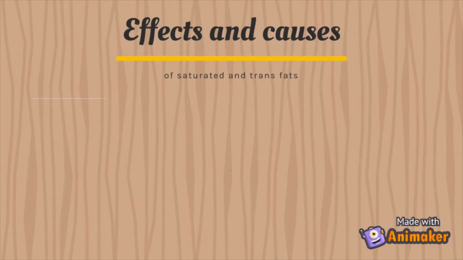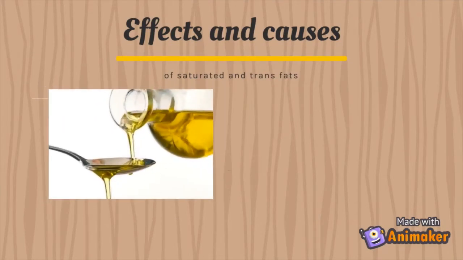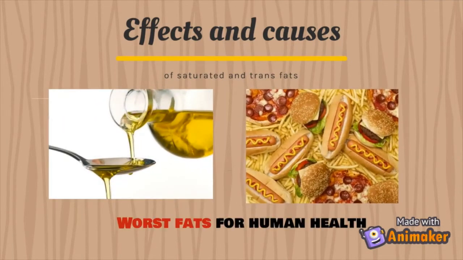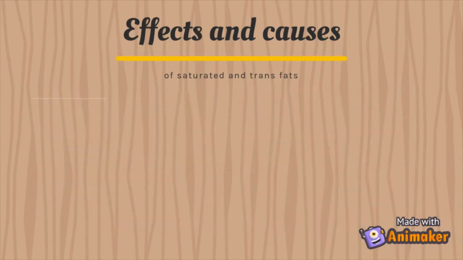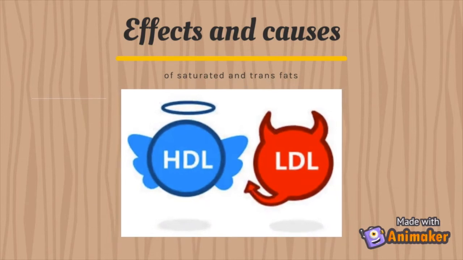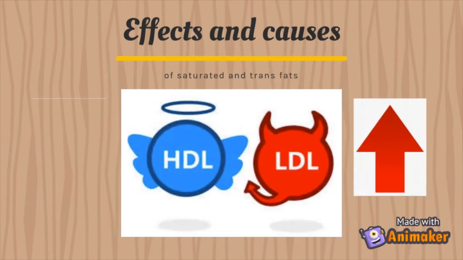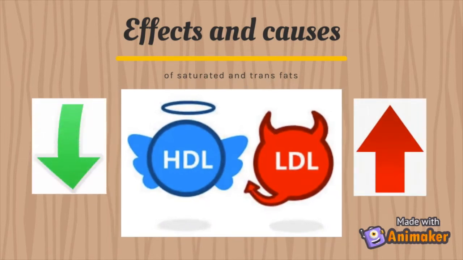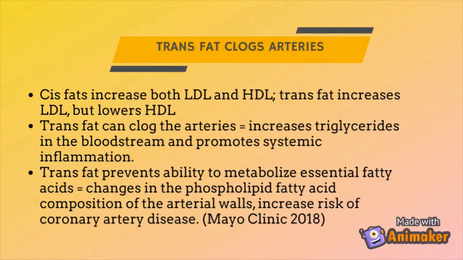Trans fats are derived from hydrogenated oils and processed foods, which are the worst fats for human health. People consuming both saturated fats and trans fats experience a significant increase in LDL cholesterol without a corresponding rise in HDL cholesterol. Compared to cis fats, which increase both LDL and HDL, trans fat increases LDL but lowers HDL, which means that it can clog the arteries since it increases triglycerides in the bloodstream and promotes systemic inflammation.